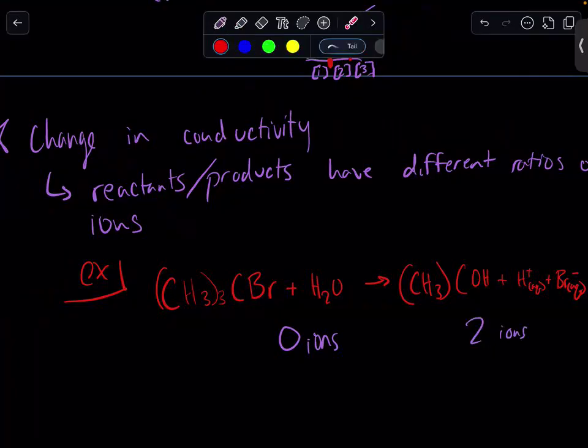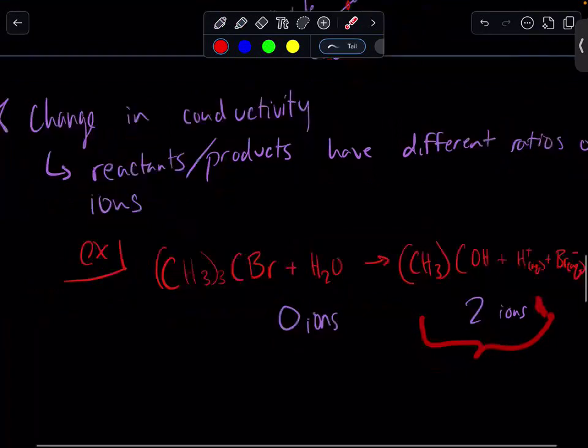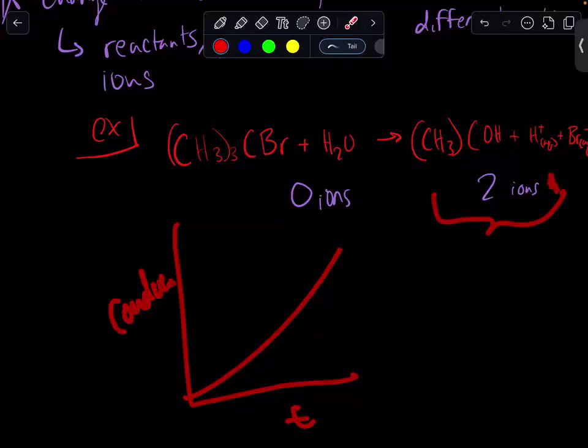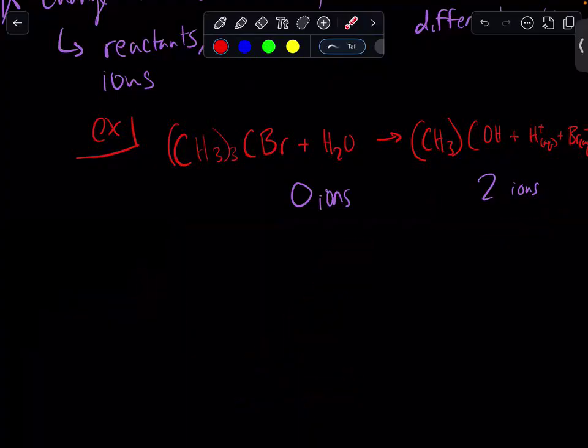And what this means is as we start creating more products, we have more conductivity. So we'll notice the conductivity increase as this reaction progresses. We can then plot that on a graph of time versus conductivity, and we'll notice it going up as we create more products. And so we can measure rate that way as well, because that conductivity relates to our creation or concentration of products. So that is another quantitative way.